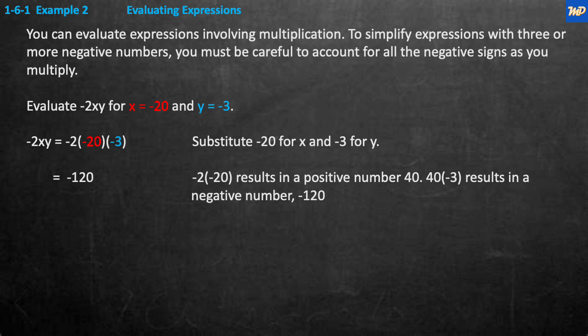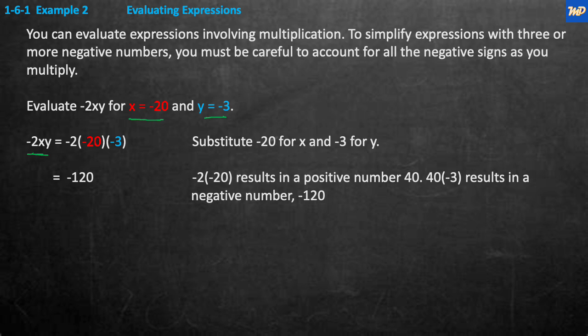Evaluate negative 2xy for x equals negative 20 and y equals negative 3. So the first thing we're going to do is write the equation down, negative 2xy. And then I'm going to expand it by putting in the substitution. So it's negative 2 times x, which is negative 20, times the quantity. Remember, we use the parentheses to replace the whole variable. That way you know you get it all correct. Put a negative 3 in here. So it's negative 2 times negative 20 times negative 3.